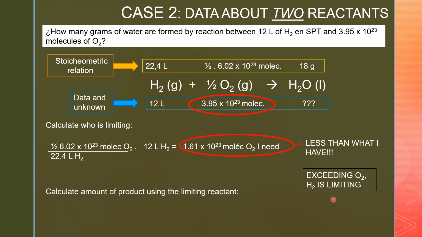Now I can calculate the amount of product using the limiting reactant in the same way as we did in the case 1. I establish the relation between the product and the limiting reactant. I have to look at this and this. I don't care about this anymore. And then I multiply it by the amount that I actually have of hydrogen.